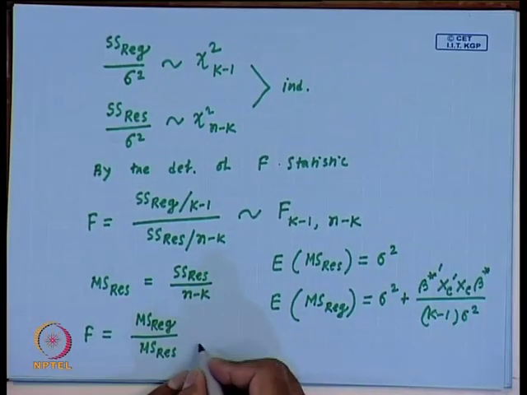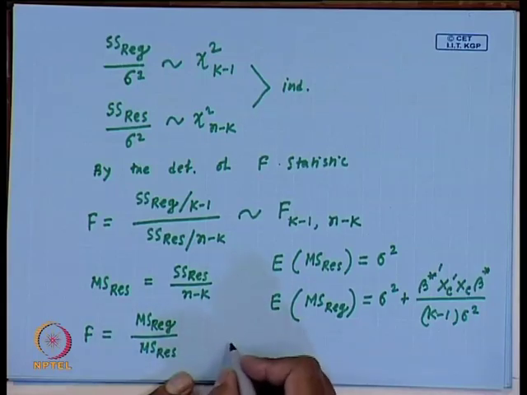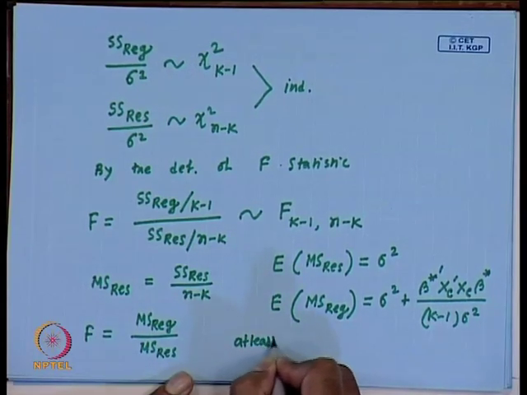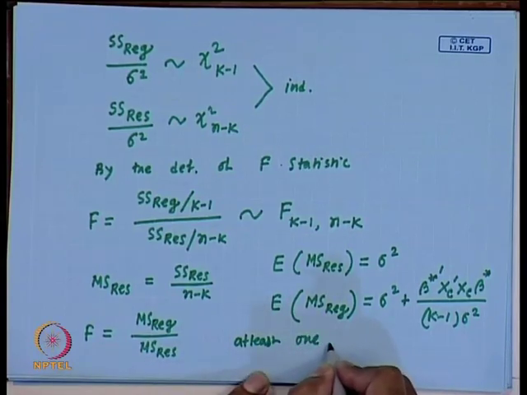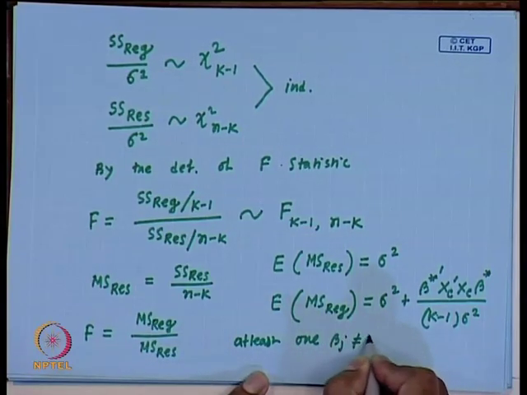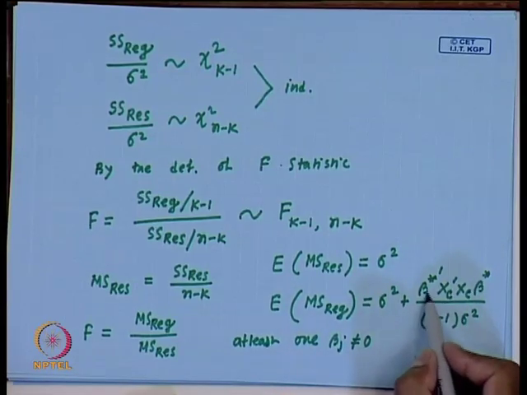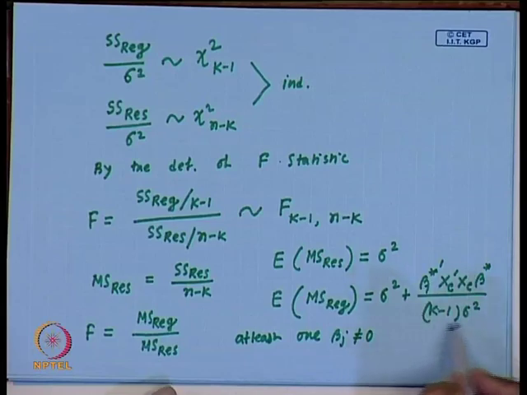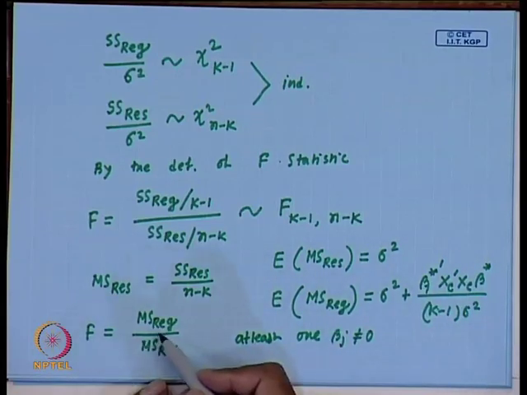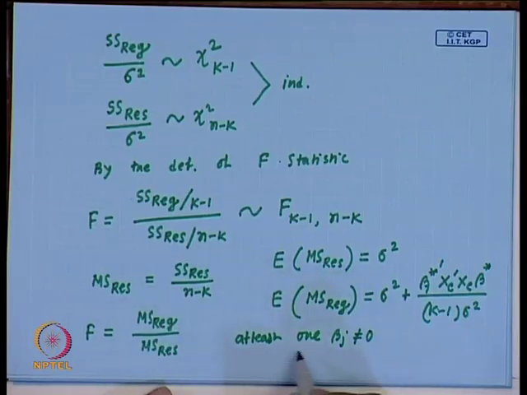So, the higher value of f indicates that at least one beta j is not equal to 0. If all the regression coefficients beta j's are equal to 0, then this quantity is going to be 0 and f is going to be equal to 1. So, a higher value of the observed f indicates that at least one beta j is not equal to 0.